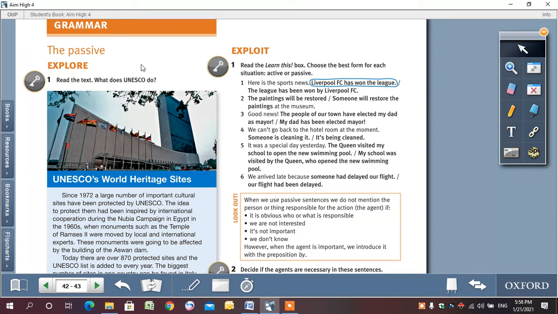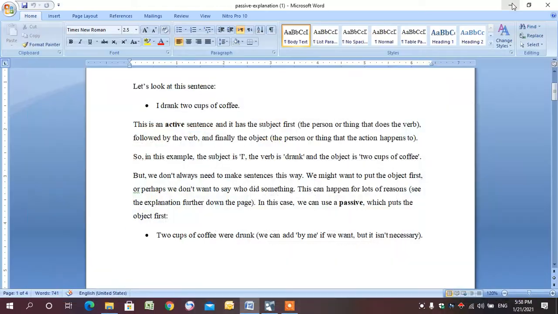Now let me give you an idea about the passive, so let's explain it. Let's look at this sentence: I drank 2 cups of coffee. It's a sentence in the past tense. So we call this sentence an active sentence. Why? Because it has a subject, a verb, and an object. The subject is I, the verb is drank, and the object is 2 cups of coffee.